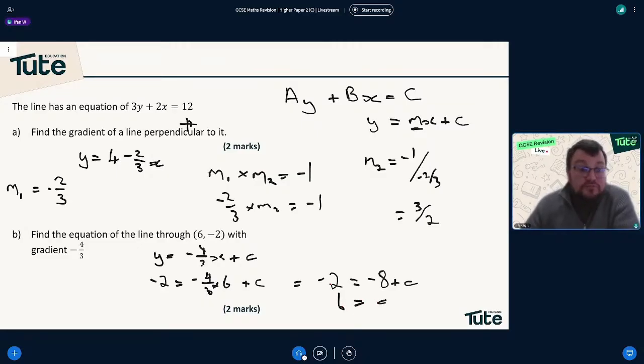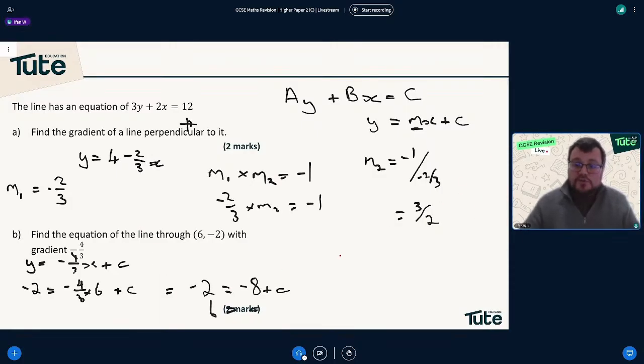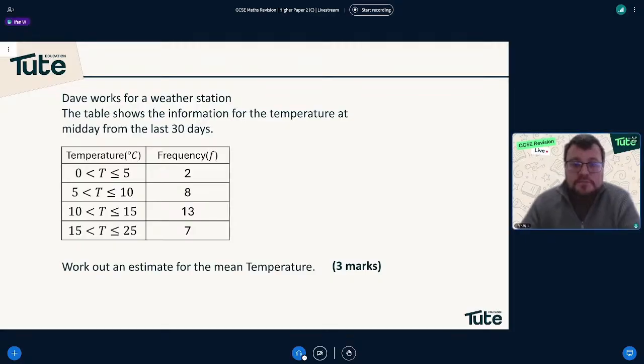Now, you haven't finished. Find the equation. What you found is the value of c. You haven't found the equation yet. To find the equation, you're going to have to put the information into the equation. So y is equal to negative 4 over 3x plus 6. And there's your marks. Okay. Right then.